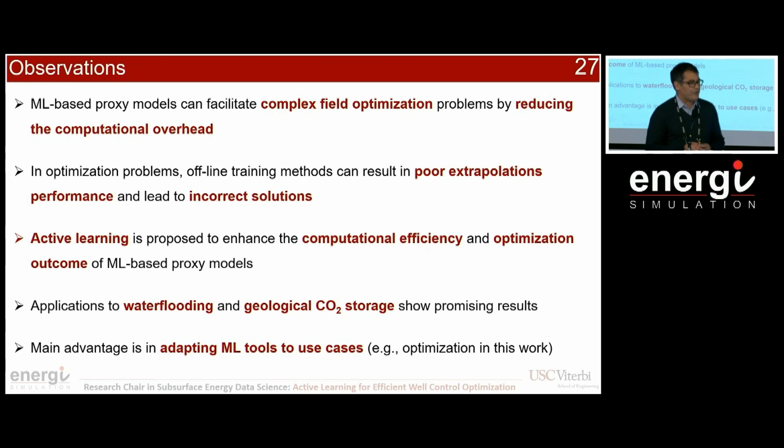So with that, I want to conclude. Basically, these ML-based proxy models can facilitate complex optimization problems by reducing computational overhead. In optimization problems, offline training approaches can result in poor extrapolation performance, which is a widely known property of machine learning techniques, and that can lead to incorrect or suboptimal solutions. By using active learning, by adapting your training process to the application that you have, we can enhance the computational efficiency and the optimization outcome as well.